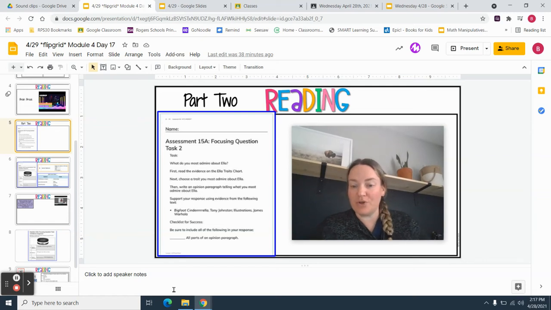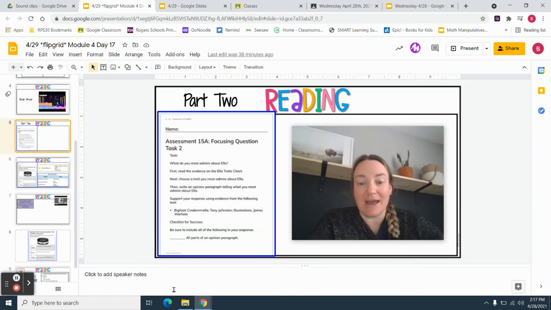Today in part 2, we're just going to review your focusing question task 2 expectations and talk about how you're going to turn in your writing. Yesterday, you filled out your organizer and planned for your writing for today. Let's take a look and review our expectations for our assignment today.